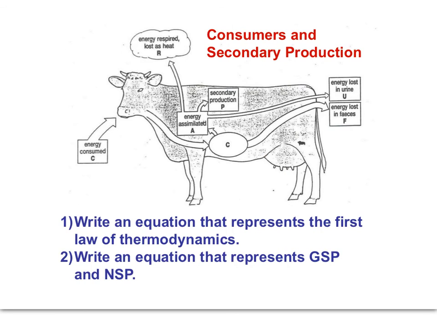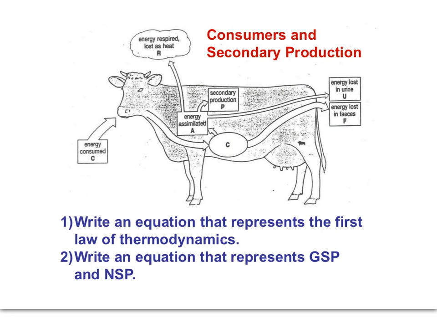With this last slide of the movie, I'll answer these two questions. Write an equation that represents the first law of thermodynamics. The first law is a law of energy conservation, so inputs and outputs, regardless of energy form, will be equal. Thus, C is equal to F plus U plus P plus R.